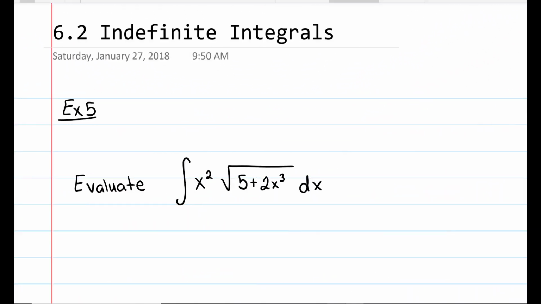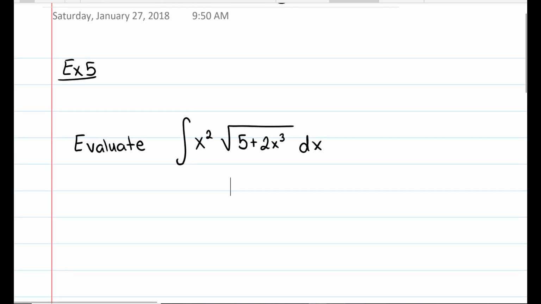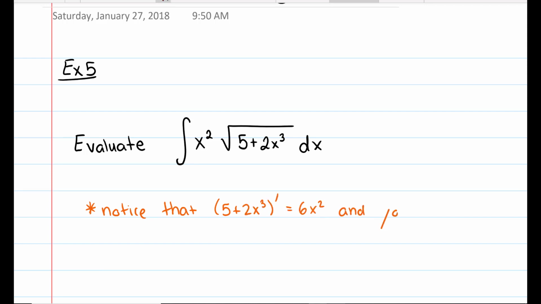Example 5. We're going to evaluate the integral of x squared times the square root of 5 plus 2x cubed dx. So this problem looks pretty gross as well, but it's not too bad. Notice that 5 plus 2x cubed, if I take the derivative of that, I get 6x squared. Notice that we also have an x squared in the problem. So for this reason, we're going to let u equal 5 plus 2x cubed.